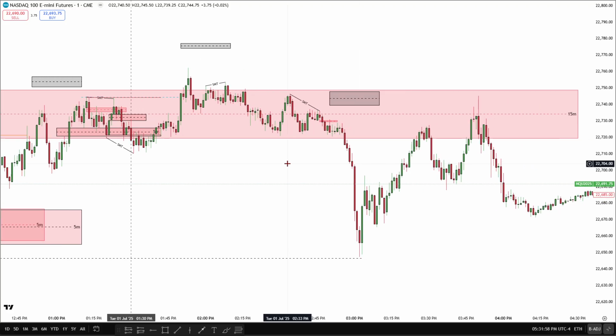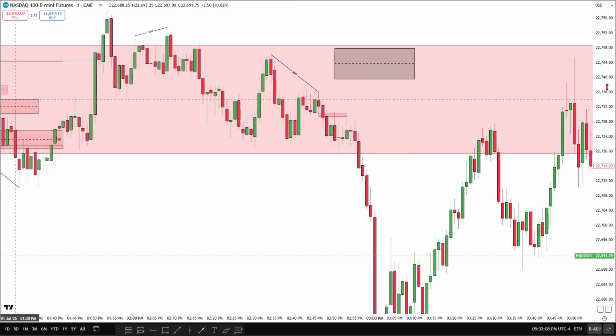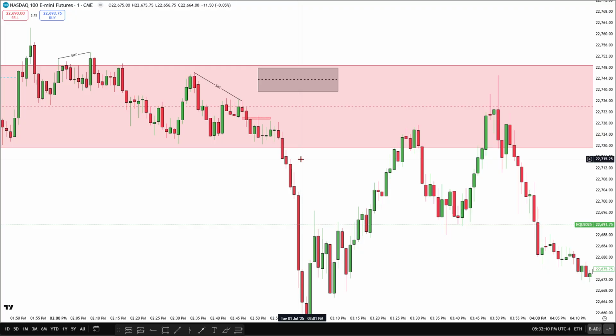Staying within this 15-minute fair value gap, we come to the last hour of trading macro. Get an SMT here, starts to force us downwards. This is another trade that could have been taken if the conditions were nice.